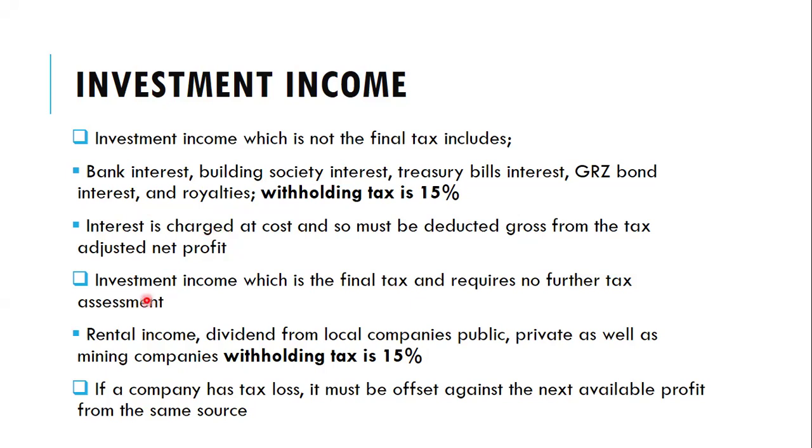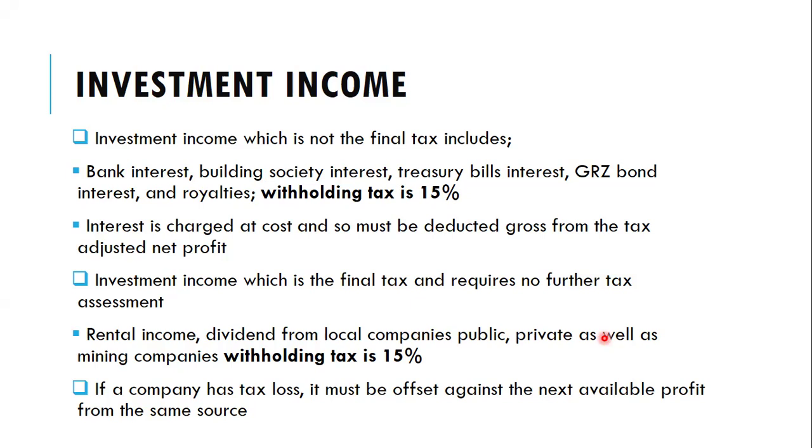Then investment income, which is final tax and requires no further tax assessment. So rental income, dividends from a local company, public, private, as well as mining companies. Withholding tax is 15%, but it's the final tax. So for rental income and dividends from a local or private company, you don't add them back. You just forget about them. You only deduct them when calculating taxable profit, right?